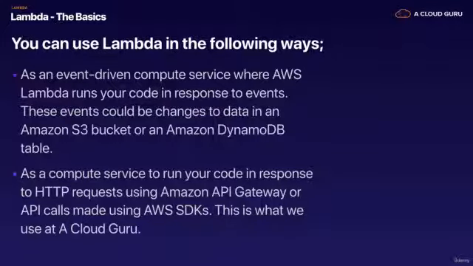And this is what we use it for at A Cloud Guru. We actually use it in both of those ways. When you upload a video to our site using S3, that will then trigger an Elastic Transcoder job. So we use it both as an event-driven compute service as well as a compute service that runs in response to HTTP requests that are hitting API Gateway. And we'll cover that off in a couple of slides.